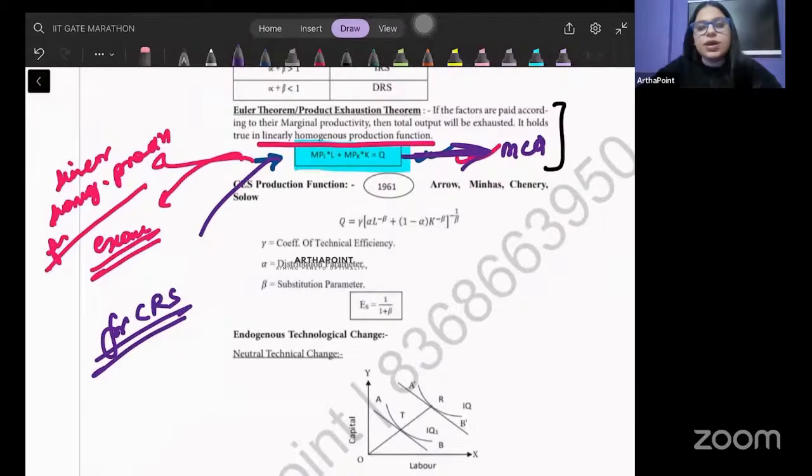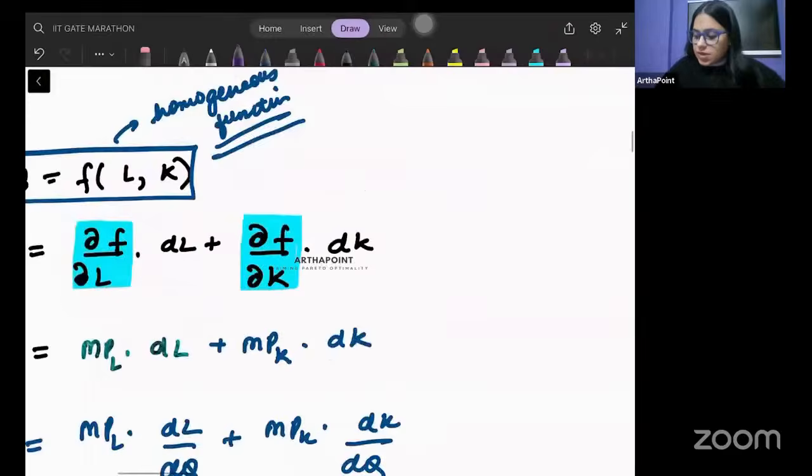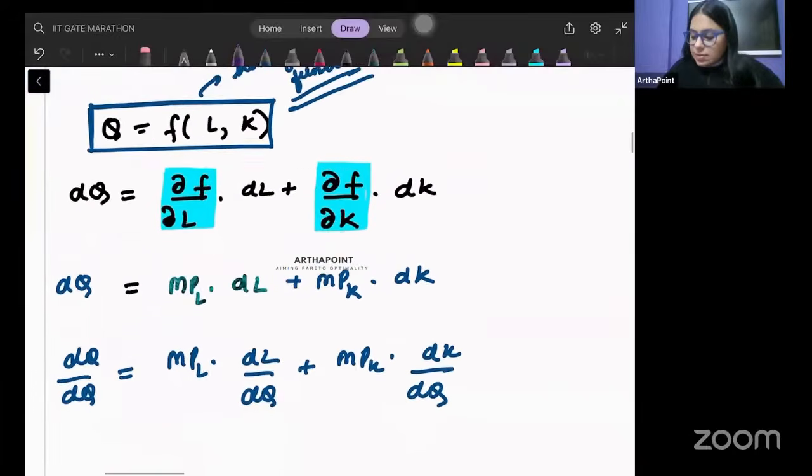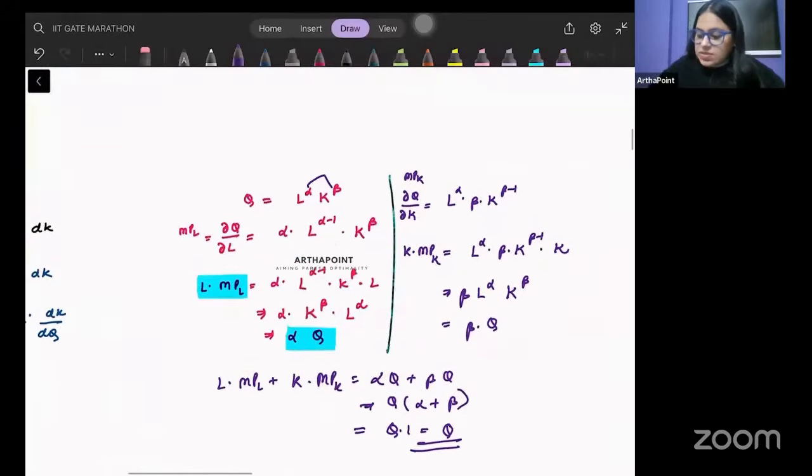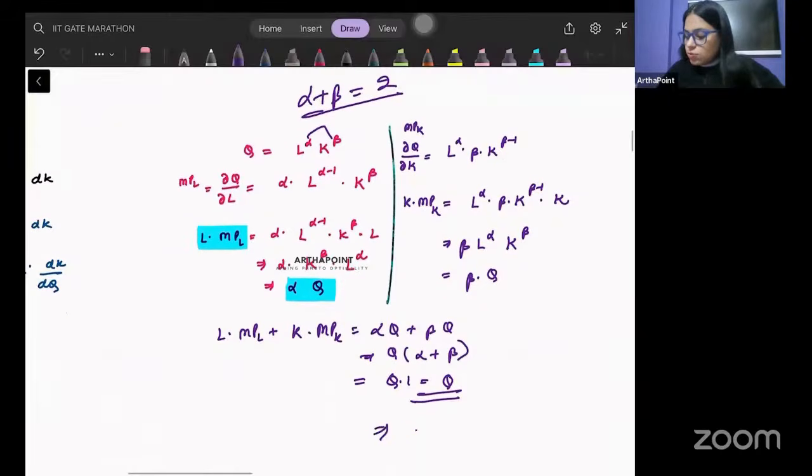That MPL into L plus MPK into K is equal to Q. Then it will not hold true. I just showed you this example, that if you see that your production function is non-homogeneous, I mean, non-linear. Just for example, if your alpha plus beta is 2, then it will be 2 times output.